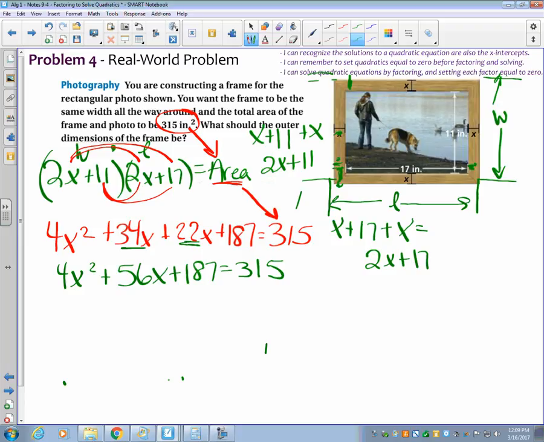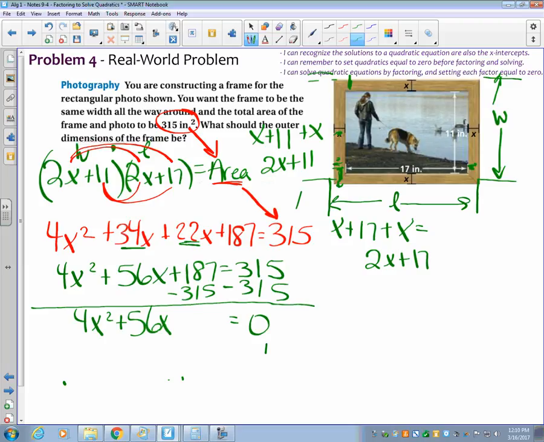Okay, now we're here, like our example problems. We want it to equal 0. So we're going to take that 315 and subtract it from both sides so we can get equal 0. So we definitely get it equal to 0. 4x squared plus 56x. And then this one is a negative. Thank you, Algebra Foundations, for being here. We have a negative and a positive. So I'm going to subtract the two numbers.